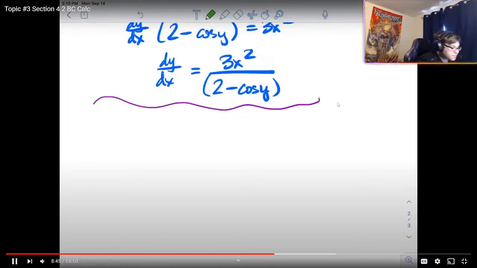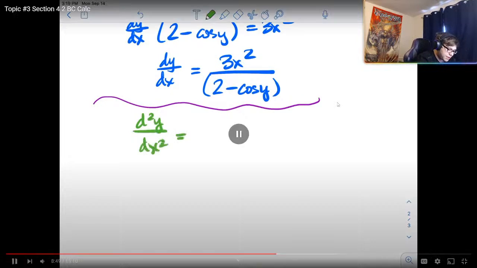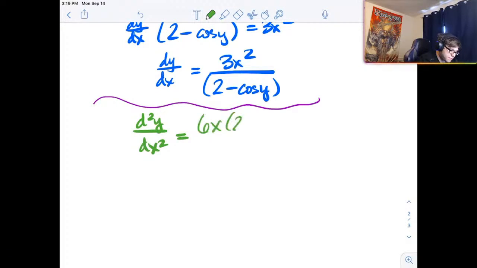Quotient rule. So here we go. Notation for the second derivative is d2y. Oh wait, actually one second. Okay, yeah. I'm just going to box this so it's important. It's going to be d squared y over dx squared, and we have the derivative of the top times the regular bottom minus the regular top times the derivative of the bottom.